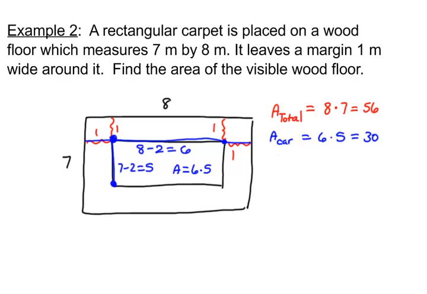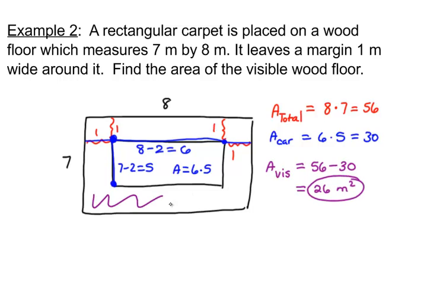So now what we're looking for is the area of the visible floor. So that's going to be taking Theorem 6. This tells us if I take the total area minus my part, then I will get my total area I'm looking for. So it's 26 meters squared, because this is what we're looking for right there.